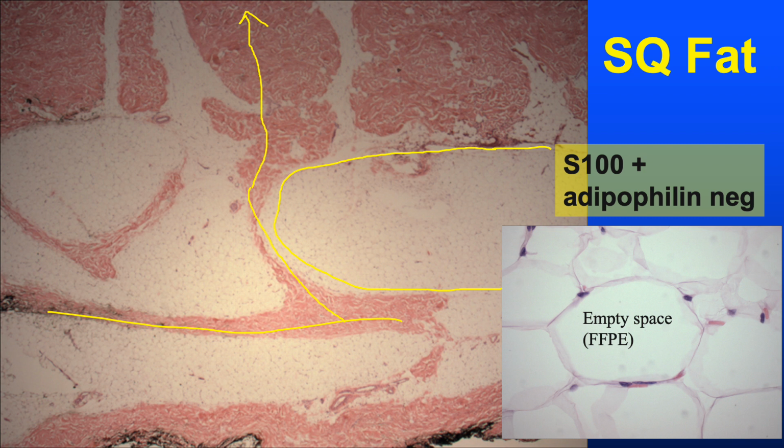And looking at the individual adipocytes, in a formalin-fixed paraffin-embedded specimen, we're basically just seeing an empty white colored space where the lipid was washed out. And corresponding to each adipocyte is the nucleus of the adipocyte.